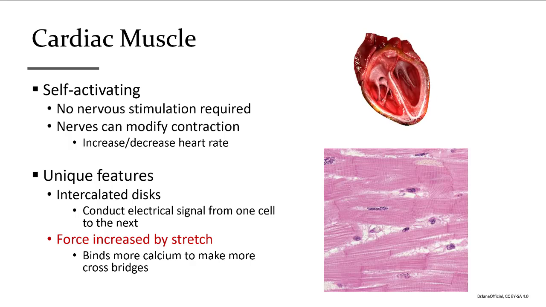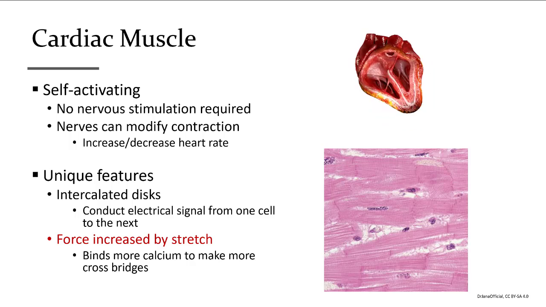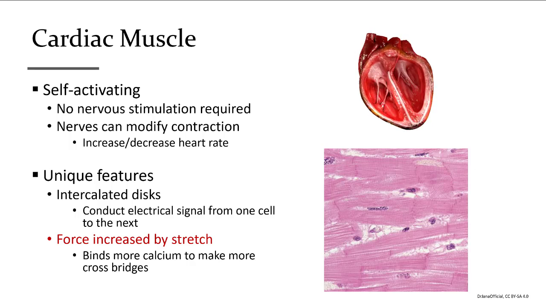It has intercalated discs which help conduct electricity through it, and the main thing to know is it increases the force by stretch. Well, it doesn't really stretch like a rubber band, but when you have more blood coming back to the heart and it fills more, like when you're exercising and you're returning more blood back into the heart, it stretches out a little bit like a water balloon, and that stretch activates more troponin, causing more cross bridges to form. So stretching will increase the force of contraction in the heart. That's known as the Frank-Starling law.